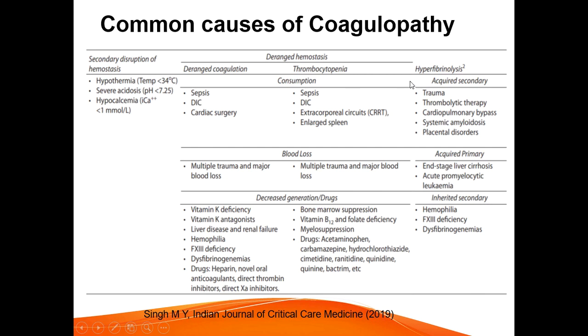Also, hyperfibrinolysis, which is seen in ICU patients, makes them more prone to bleeding. It can be end-stage liver disease, leukemias, hemophilia, dysfibrinogenemia, massive trauma, thrombolytic therapy, CPR, or extracorporeal circuits.